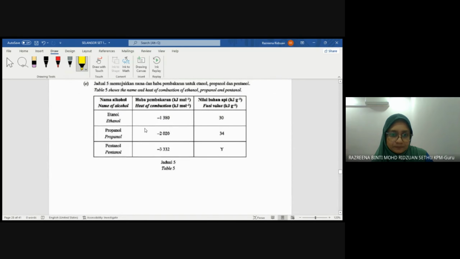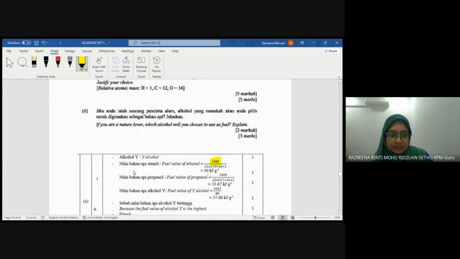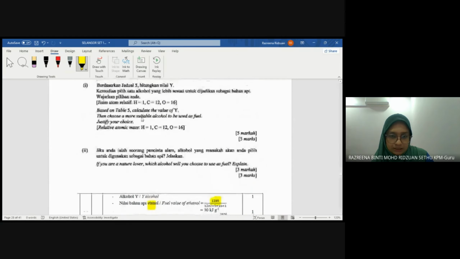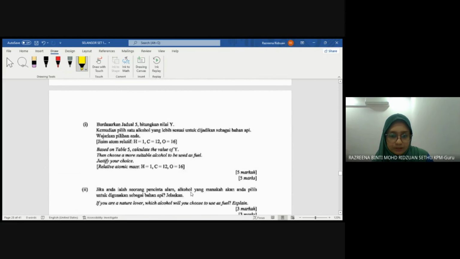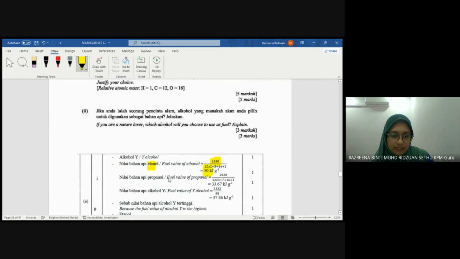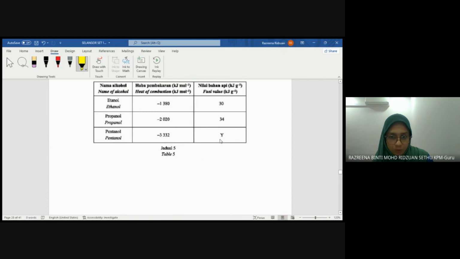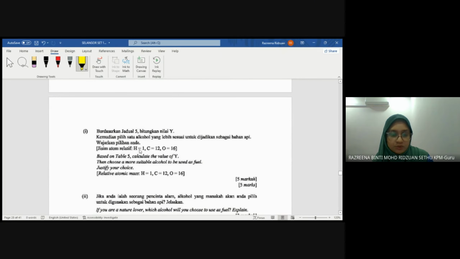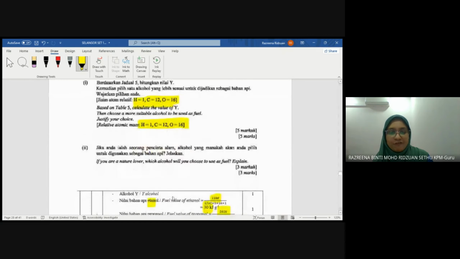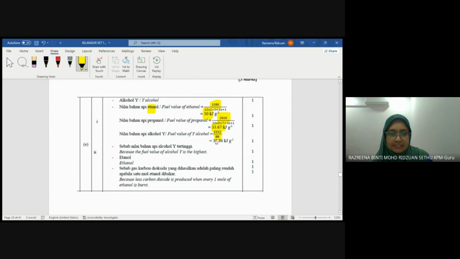Now to find Y, the fuel value, we are calculating one by one. For ethanol you get 30, then propanol 2020 divided by the molar mass, you get 33.7, then for the alcohol it is 332 divided by 88. Actually this one you don't need to show because they only want Y. And they've given you the relative atomic mass here, so you can use this to find for pentanol. So pentanol is 88.